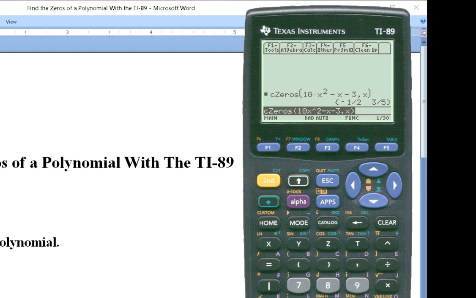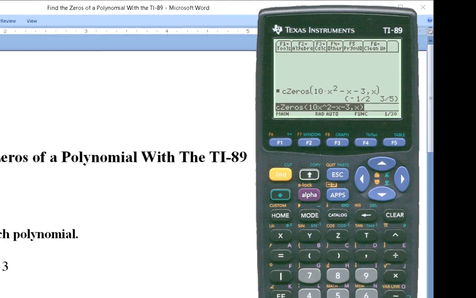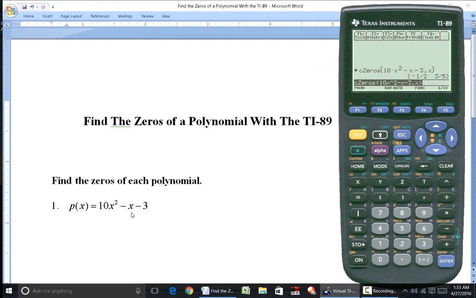Okay. Now in an earlier video I solved the same problem, except that it was an equation, but you can see the solution is the same as a zero. So the solutions of the equation in that earlier video are the same as the zeros of the polynomial. So -1/2 and 3/5.